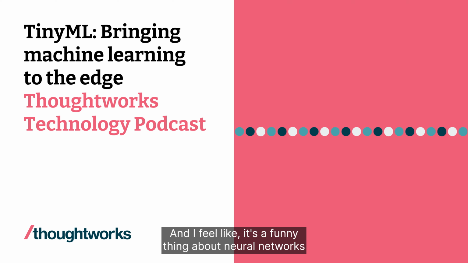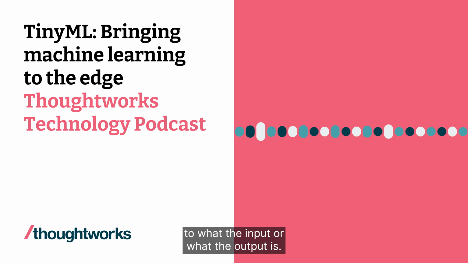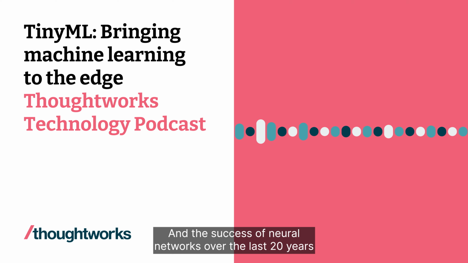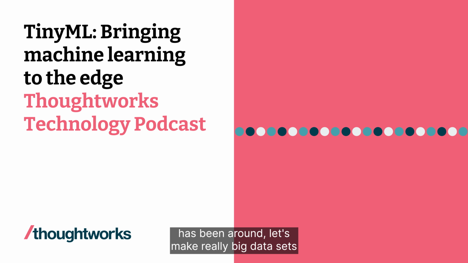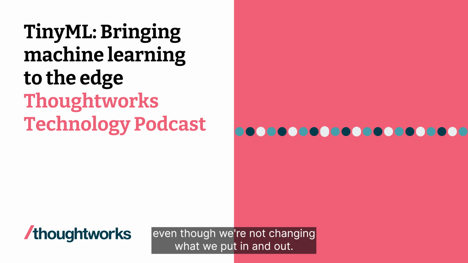It's a funny thing about neural networks, particularly, that their biggest win in terms of the class of models they represent is they have this free parameter idea where you can scale a model independently to what the input or what the output is. And this has been the growth of the success of neural networks over the last 20 years: let's make really big data sets, and we can scale the networks accordingly, even though we're not changing what we put in and out.